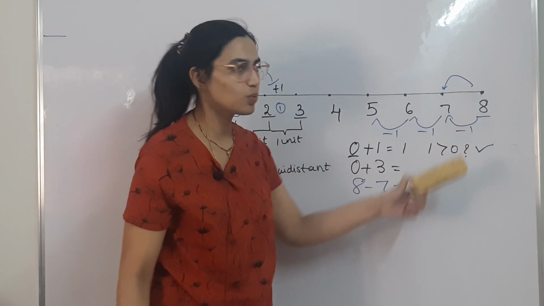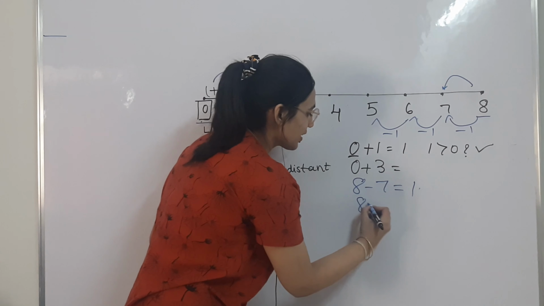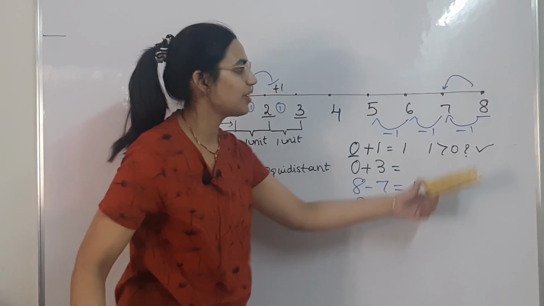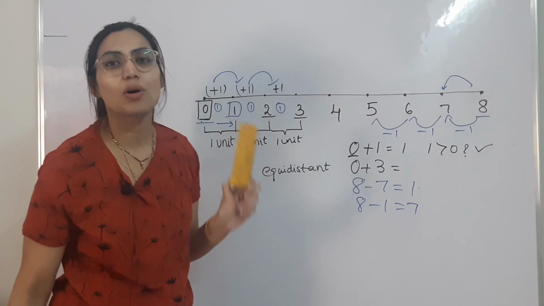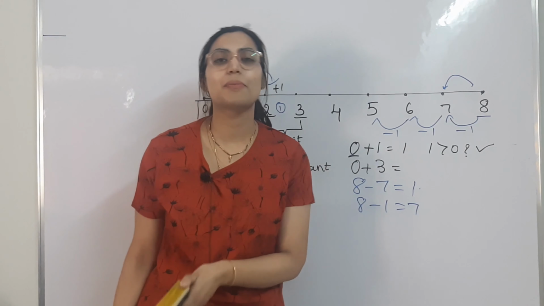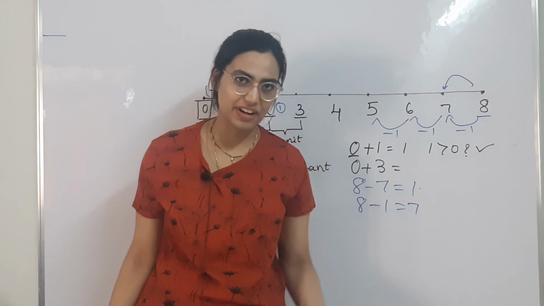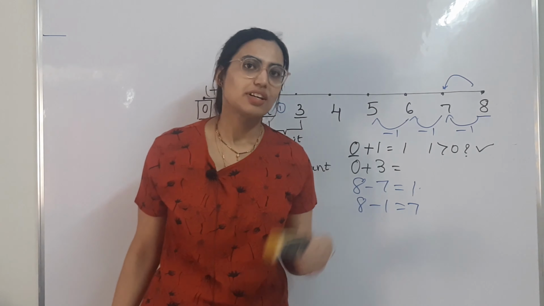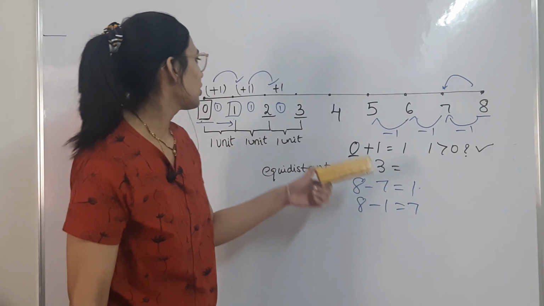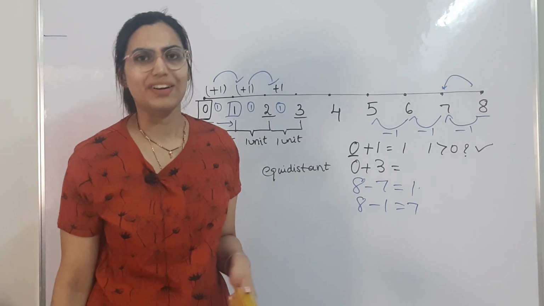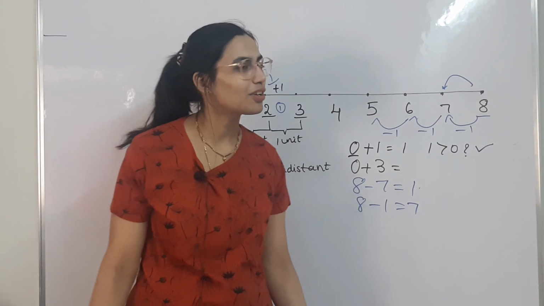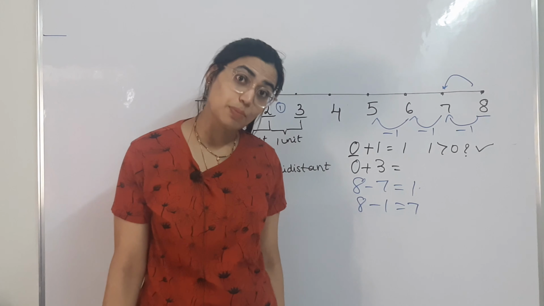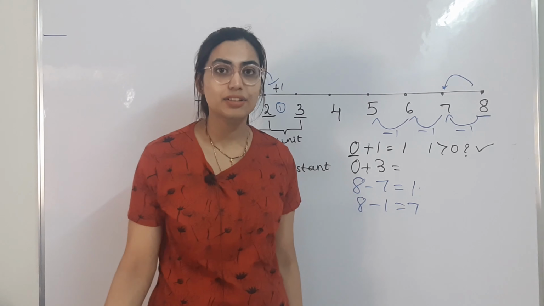8 minus 7 is equal to 1. So the distance is 1. And 8 minus 1 is equal to 7. Am I right? So this is where the basic operations of numbers come into the picture here. Addition, subtraction, multiplication, etc. So you must be having a doubt. Why can't we add, subtract, multiply using this number line? It is possible, but it's practically not possible.